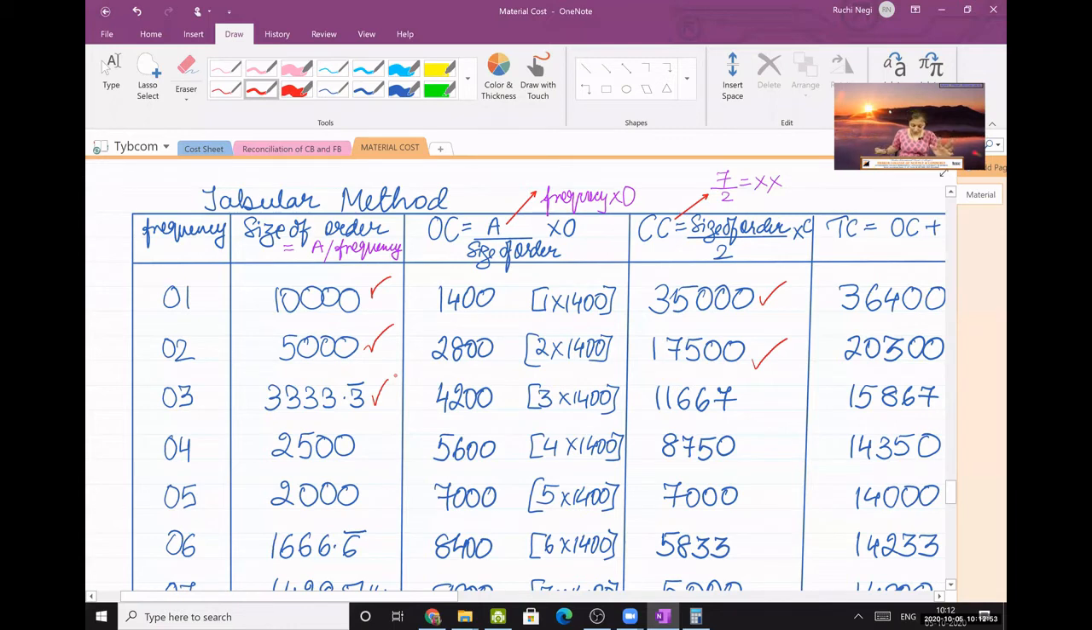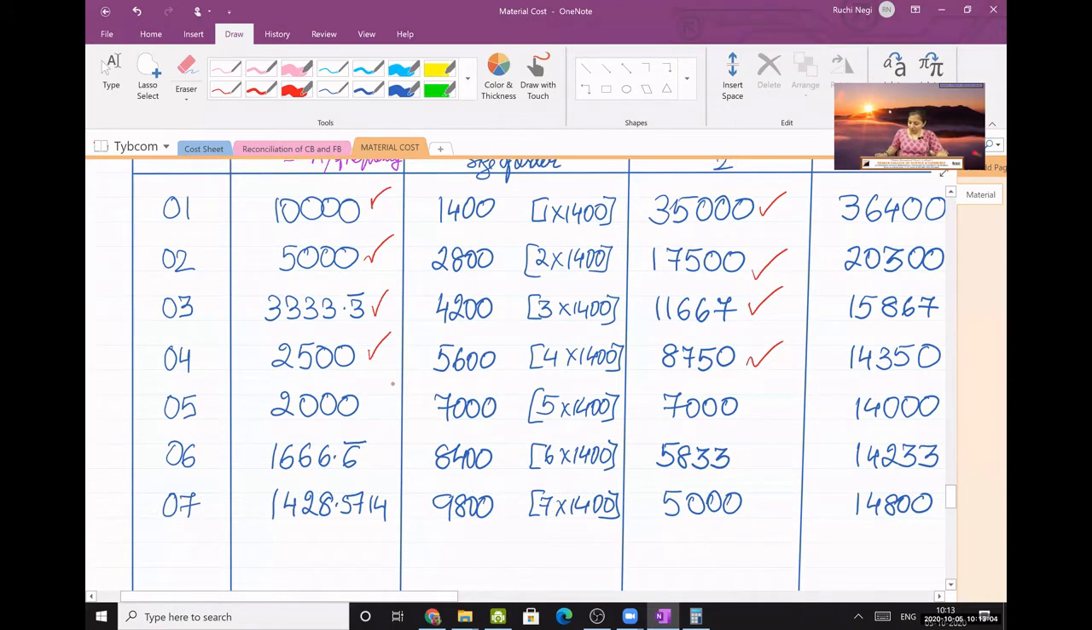Type this 333.33333. Go up to 4 decimals. Press equal to. So I'll get this 11,600 and rounded off 67. Then type 2,500. Press equal to 8750. Type 2,000. Press equal to. Answer is 7. Type this 1666.6666. So 5833. Then type this 1428 point, go up to 4 decimals 5714, press equal to. So it is 4,999.999. Obviously I rounded off to 5,000. So this is the shortcut. You'll be able to complete your sum faster.